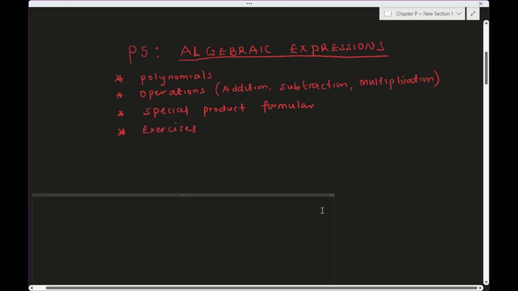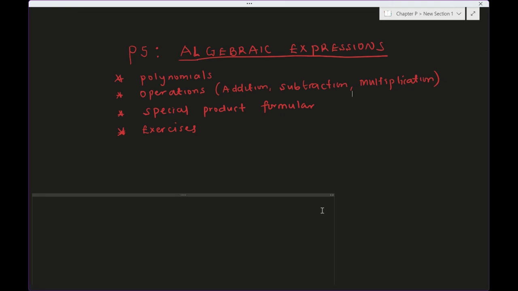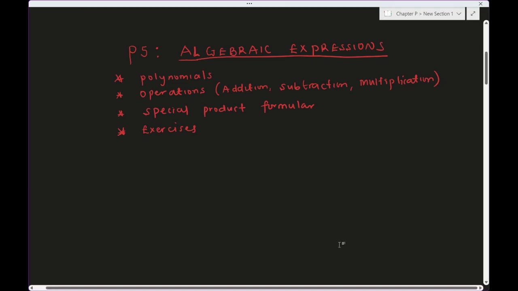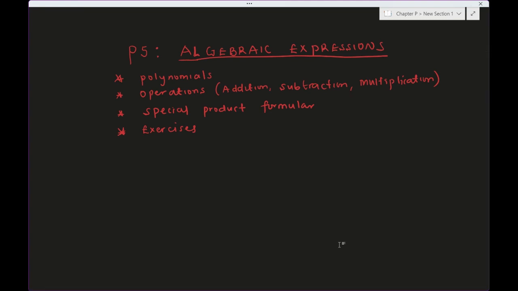Hello, viewers. In this tutorial, we'll be looking at a quick review of P5, which is algebraic expression. So we'll be discussing polynomials. We'll look at the operation of polynomials, that's addition, subtraction, and multiplication only. Then we'll take a look at some special product formulas. Then finally, we'll look at some exercises.